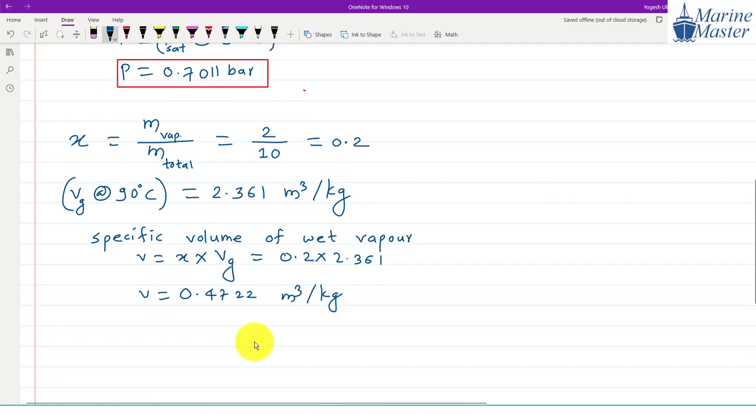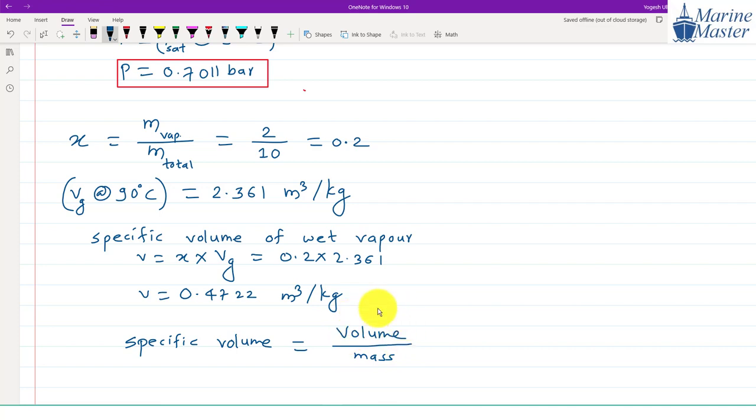If you remember, what is the basic relation of specific volume? Specific volume will be equal to volume per unit mass. We have studied this in our chapter 1, and in these refrigeration chapters also, in the beginning. So specific volume is equal to volume divided by mass.